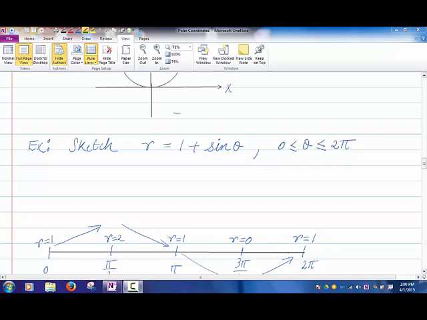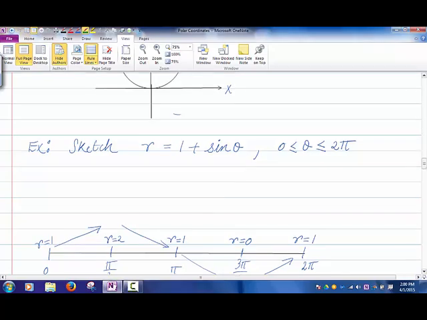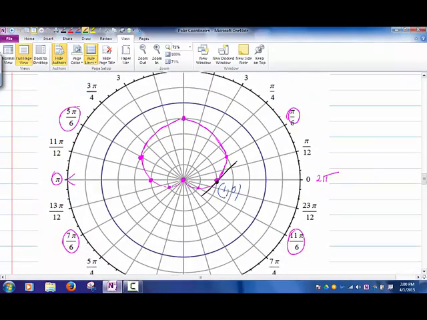Last time we looked at the polar equation r equals 1 plus sine theta, and the question was to sketch the graph of that equation. We said it's enough to sketch the graph over the interval from 0 to 2 pi, because sine theta is periodic with period 2 pi. And we did that. We came up with the graph, and the graph looked like this pink curve.